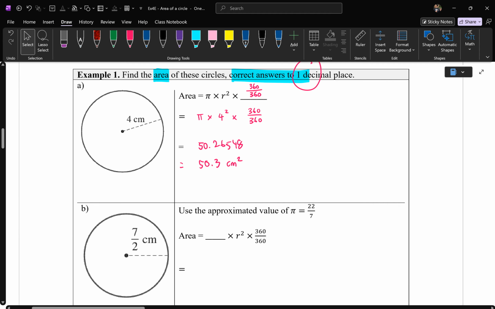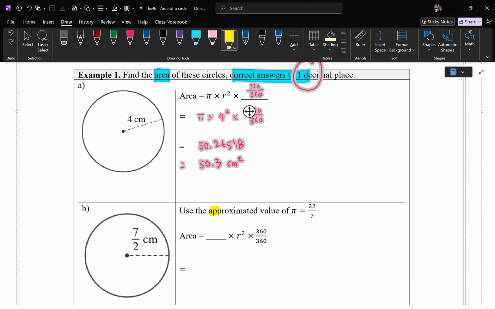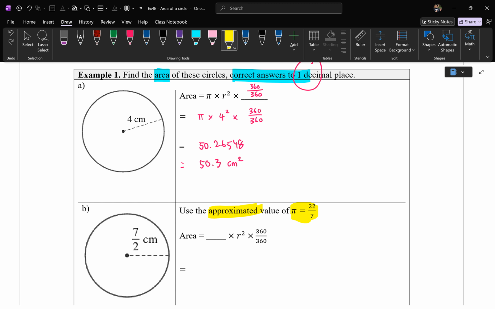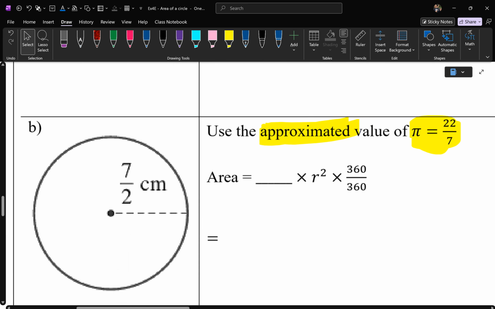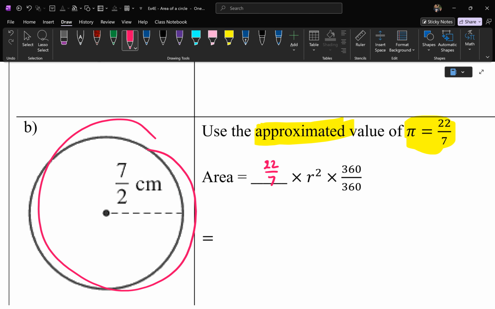See the difference between A and B? A was just to find the area. We still use the same formula. The difference is they now say approximate. So this time, you do not use the pi symbol, but you have to use 22 on 7. So here in your formula, same thing again. Instead of pi, we're now using 22 over 7 times the radius squared. And because this is a full circle, full rotation is 360 out of 360.